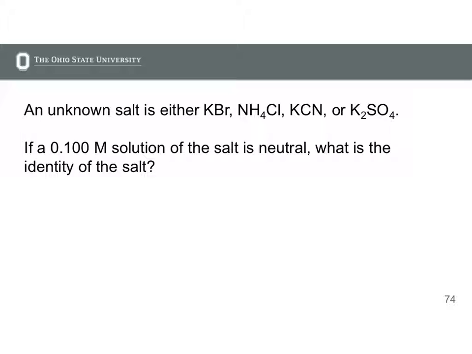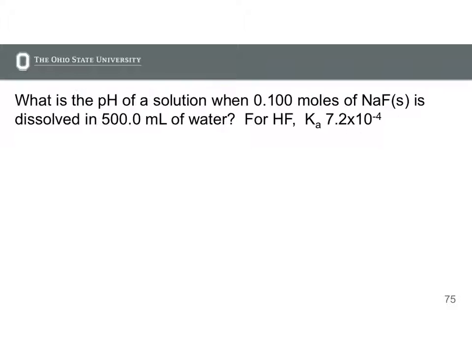This is a similar question. If you have an unknown salt, you put it in solution, and you measure the pH. I think this is what you're doing in lab in a couple weeks. You're going to identify a salt based on its acidic, basic, or neutral properties. If the salt ends up being neutral, you need to find the salt that wouldn't affect the pH in any way. In these examples, that's going to be potassium bromide. I'll let you go through those. All right, so let's actually do a problem here.